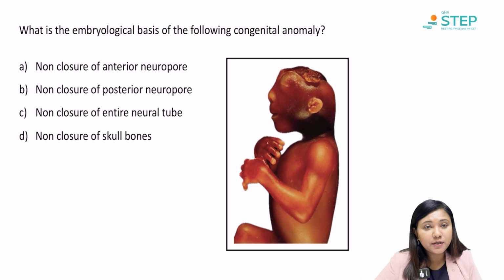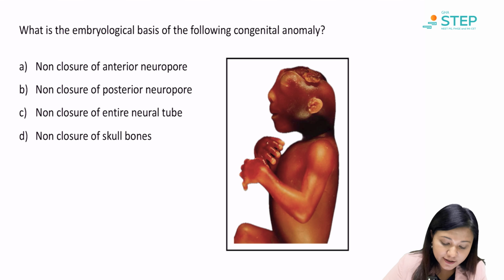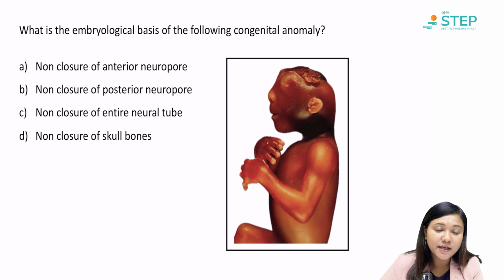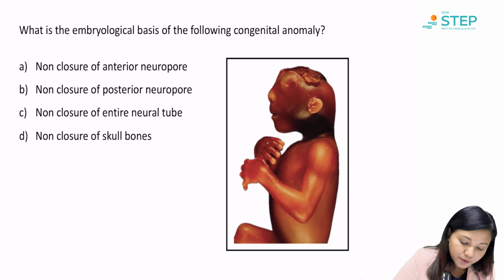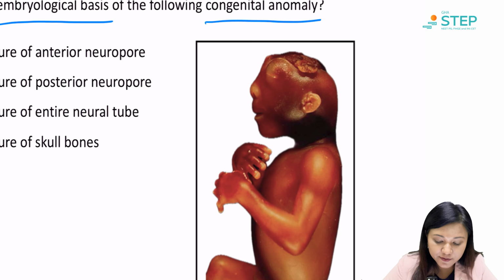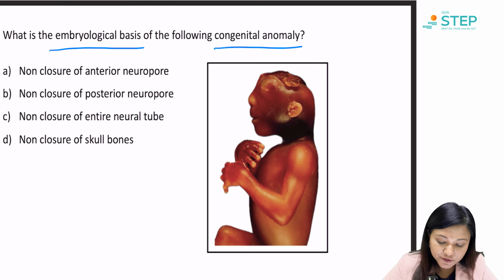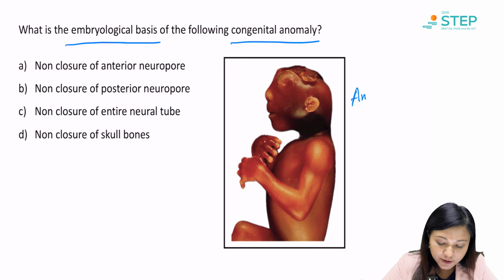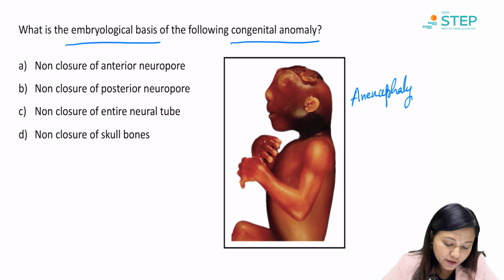Now let us come to an interesting topic, that is embryology, and this question has been repeated every alternate year or every year in many exams. So they have asked what is the embryological basis of the following congenital anomaly. As you can see in this image, this is a typical case of anencephaly. Okay, and they have given the following options: non-closure of the anterior neuropore, non-closure of the posterior neuropore, non-closure of the entire neural tube, and non-closure of the skull bones.